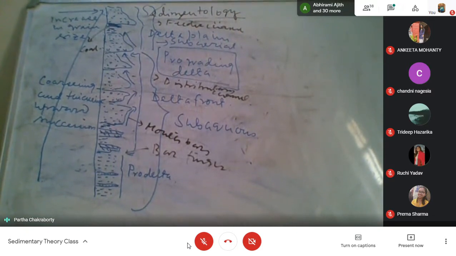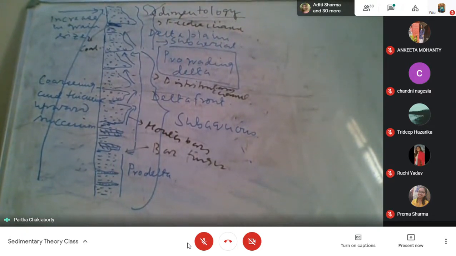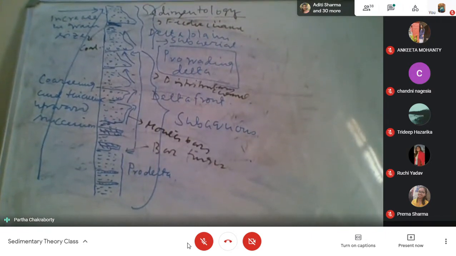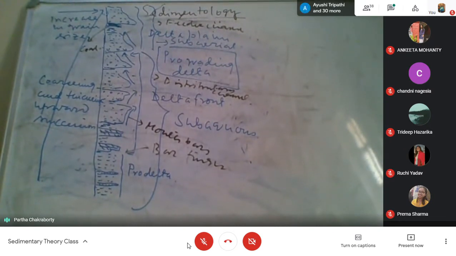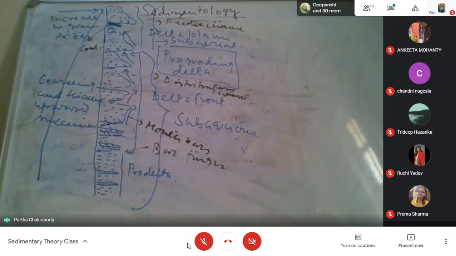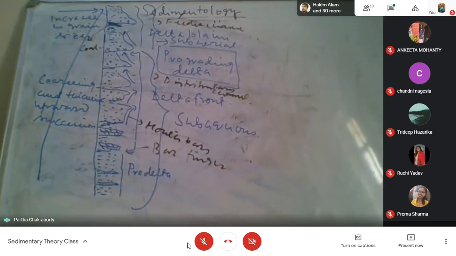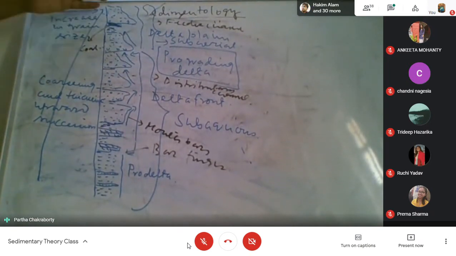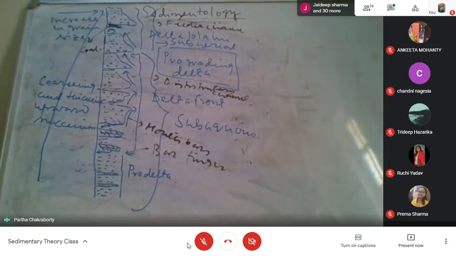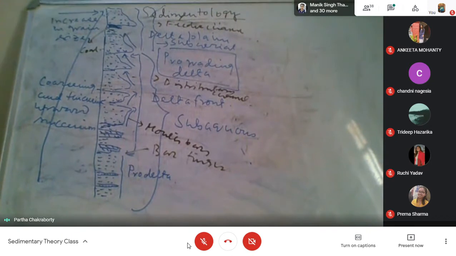There are some paleontological clues also for a delta because there is a mixing of the river water and the marine water. So brackish water fauna are very common in a delta setting, because of the mixing of the river water and the marine water. You can have Skolithos, you can have Cruziana, and in the upper part you can also have Trypanites. So all these are typical of the delta.